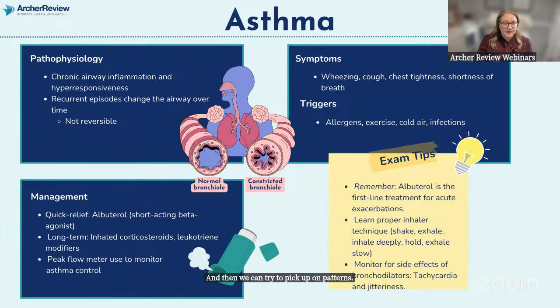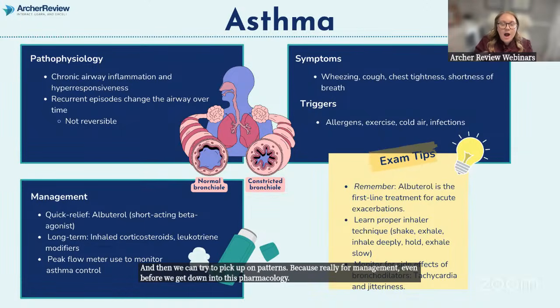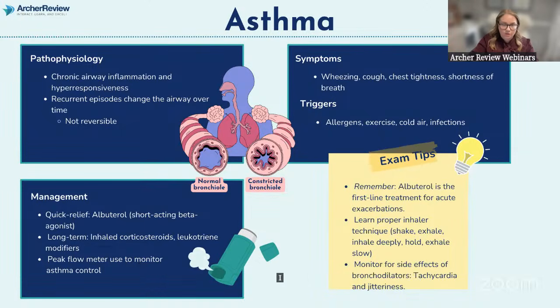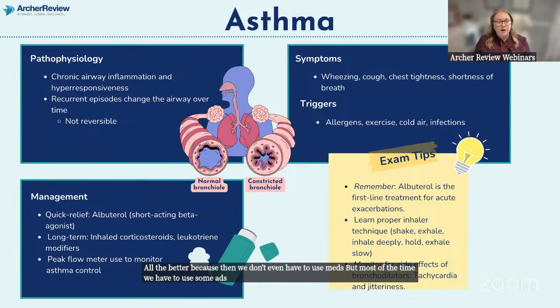Because really for management, even before we get down into this pharmacology, I want them to avoid triggers. If we can avoid what causes you to have this flare up, all the better, because then we don't even have to use meds. But most of the time we have to use some meds. So the first one you've got to know is albuterol. You guys know this. It is a beta agonist.